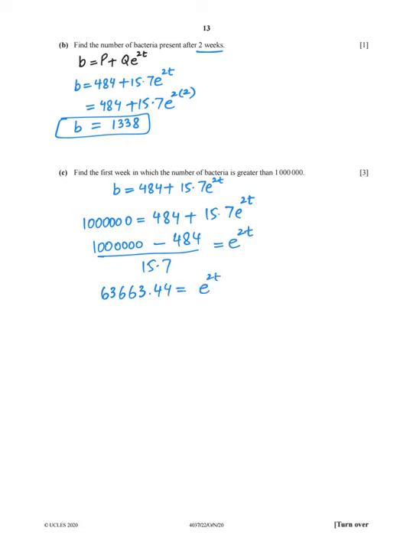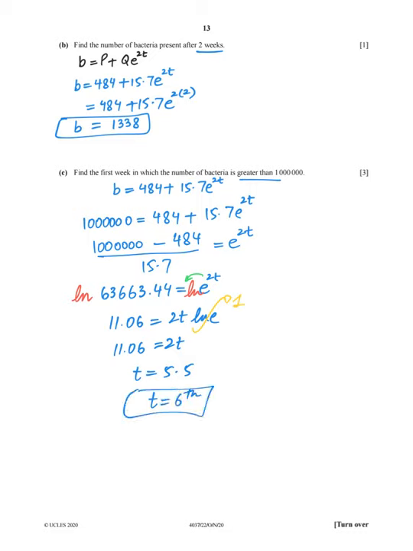And for e, we need to apply ln on both sides. Alright, so the ln of this number is 11.06 equals, the power can come as a coefficient, so that will be 2t ln e, and we know that ln e equals 1, so 2t equals 11.06. When you divide it, t is 5.5. Alright, it says the first week in which the number of bacteria is greater than, so t is 5.5. That means in the 6th week the number of bacteria increases to 1 million.